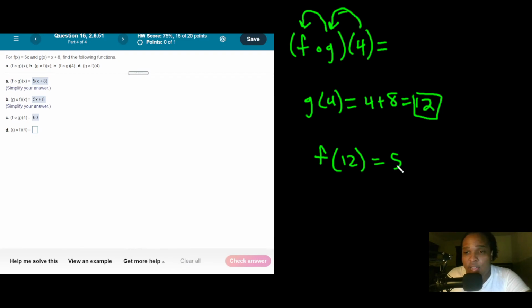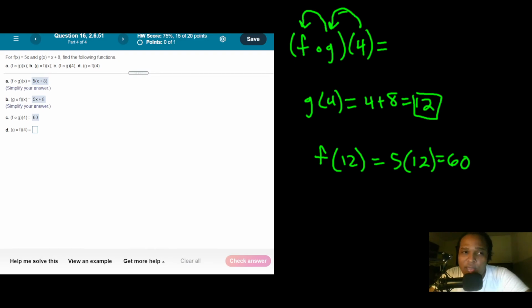And this is 5 times the 12 that we're plugging in, and you still get 60. So no matter which way you want to do it, you're still going to get the 60. And it's completely up to you. If you already did the work of finding f of g and g of f, just plug whatever they're asking for into that function.